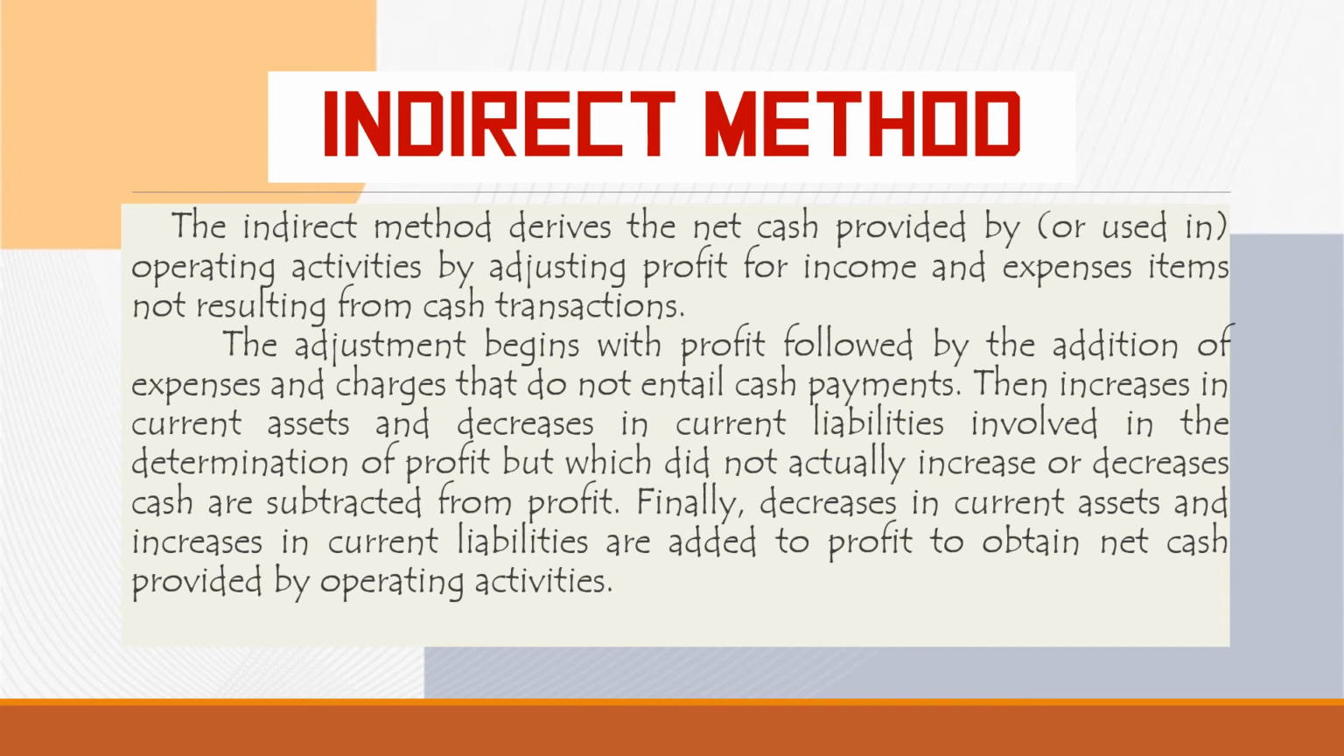Then, increases in current assets and decreases in current liabilities involved in the determination of profit but which did not actually increase or decrease cash are subtracted from profit. Then, decreases in current assets and increases in current liabilities are added to profit to obtain net cash provided by operating activities.